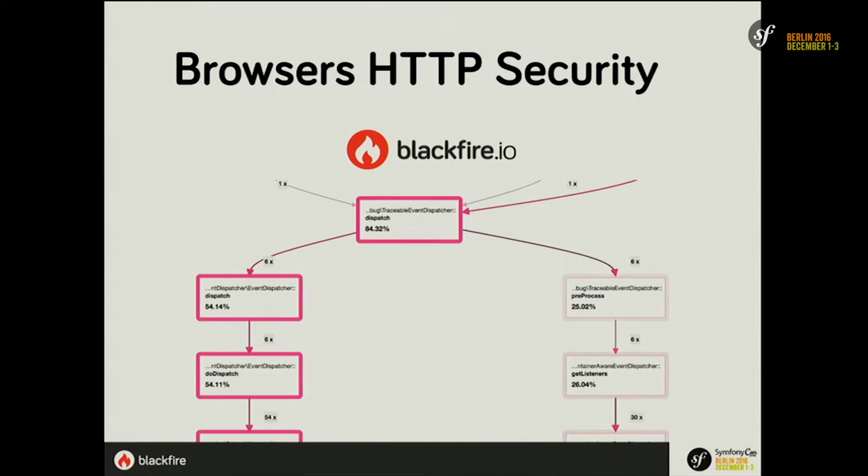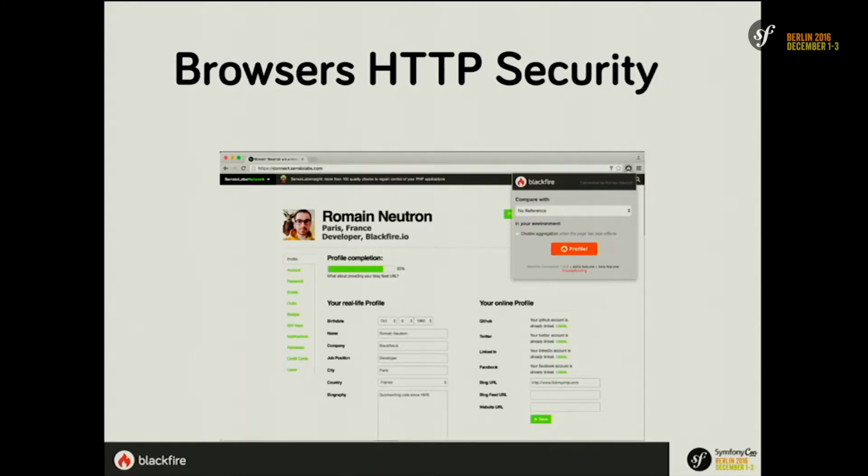The first job I had on Blackfire was to create a Chrome extension to simplify the user experience. We wanted a simple button, profile. You are on your web application, and you click profile, and you get the result. So we created a Chrome extension. You'll see it at the top right of the screen. You open the extension, you click profile.